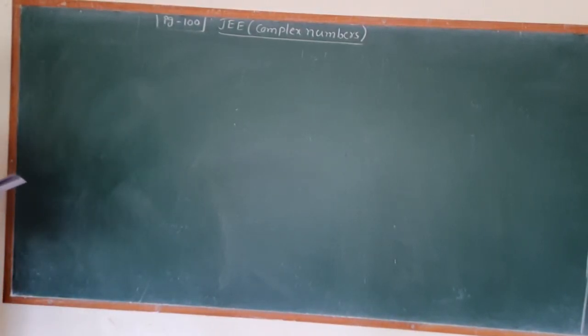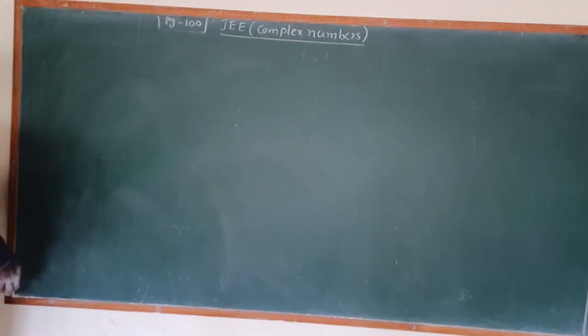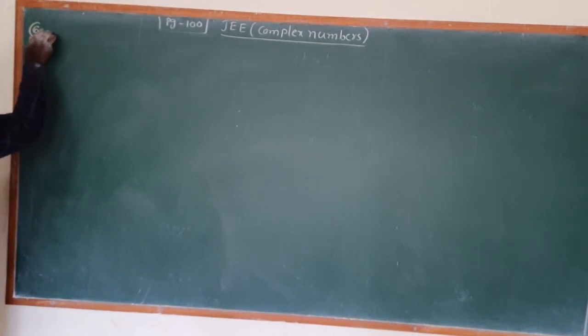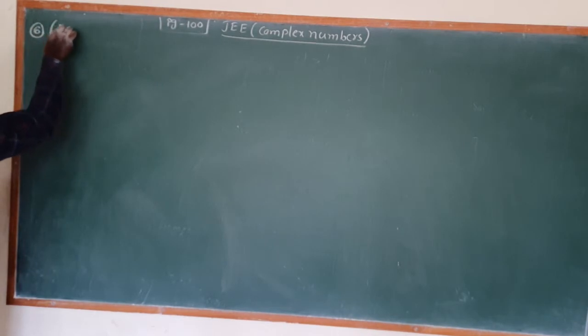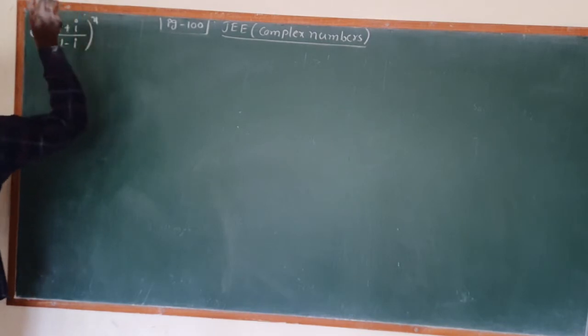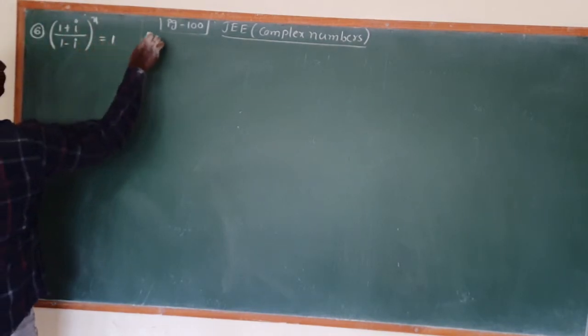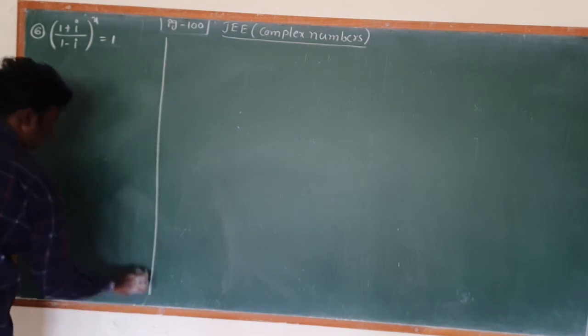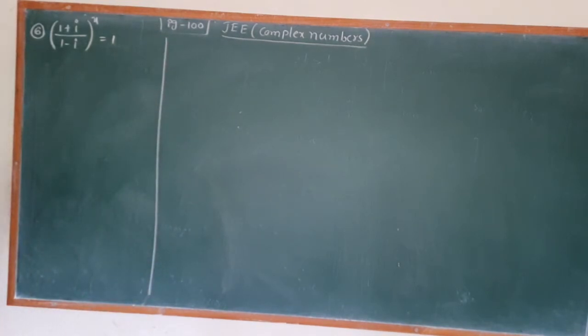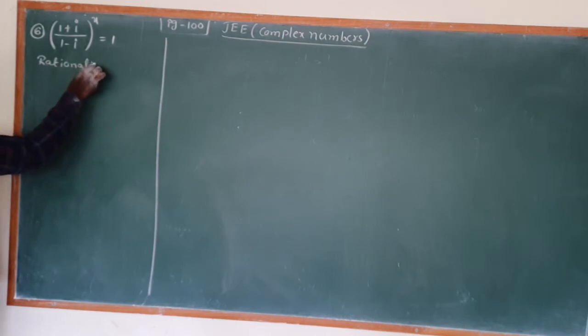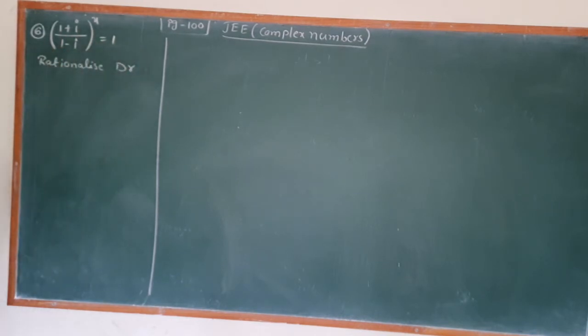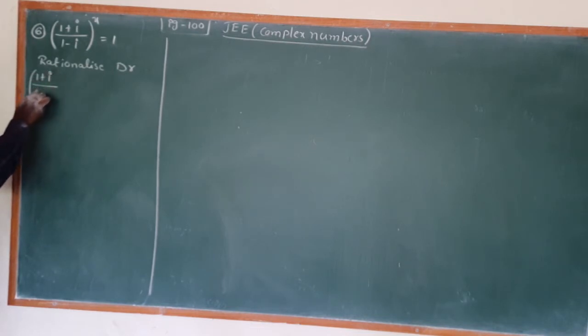Okay, next, 6th question. One plus i by 1 minus i whole power x is equal to 1. Rationalize the denominator. That equals to 1 plus i by 1 minus i.